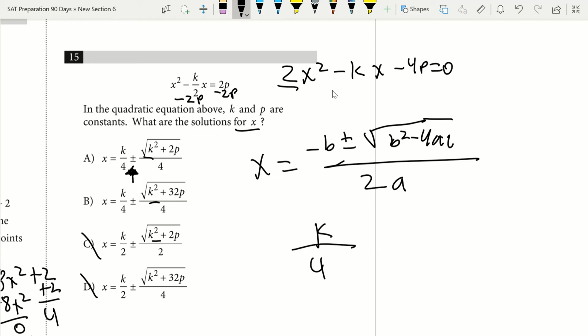Next thing I'm going to look at is this right here. This is the only other difference. That's all I really care about, is what that p value is going to be. So that's going to be this minus 4ac. So I have minus 4 times a. A is 2, so that gives me a minus 8. And now I multiply that by c. I see that c is negative 4p, so that's going to give me a positive 32p. Okay, so I know my answer then has to be answer choice B for question 15.